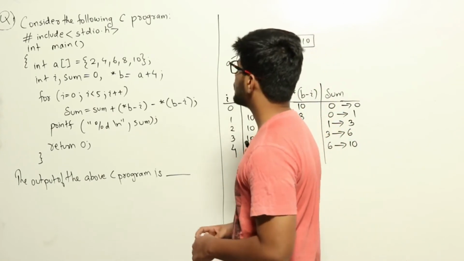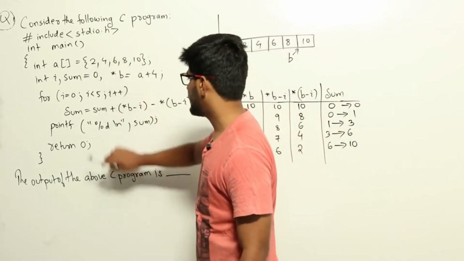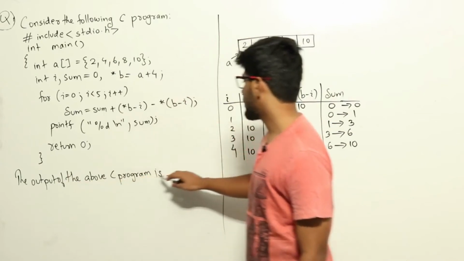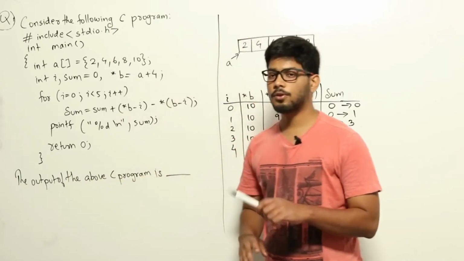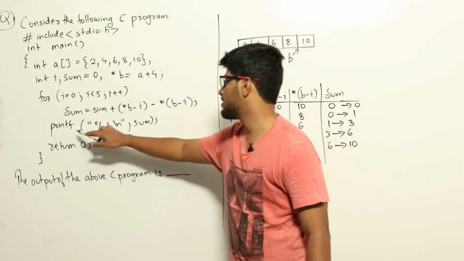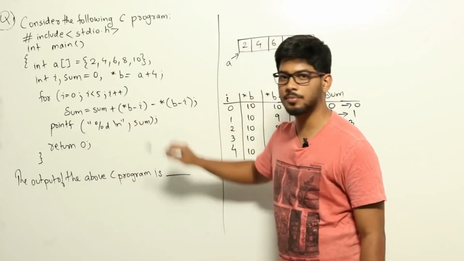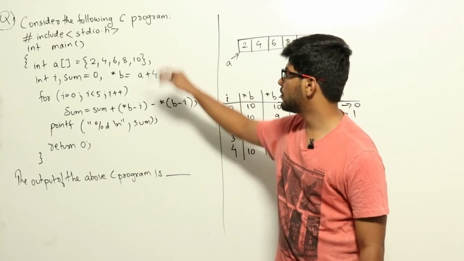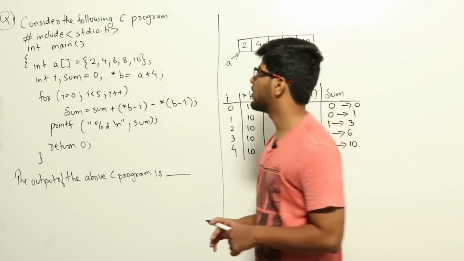Consider the following C program. A program is given here. The output of the above C program is dash. So for the C program, we need to find out what would be the output, that is what is printed by the printf statement, printing sum here. So we'll go through each of the statements and find out what the output is.